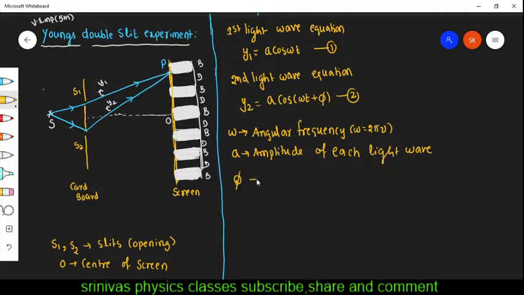What is phi? Phi is the phase difference between the two light waves. Phase is nothing but angle. What is the angle of the first light wave? Omega t. What is the angle of the second light wave? Omega t plus phi. The difference in angle is omega t plus phi minus omega t, which gives phi. You see equation 1: the first wave's phase angle is omega t, and the second wave's phase angle is omega t plus phi. That is the phase difference between the two light waves. And y1 and y2 are the displacements of the two light waves.